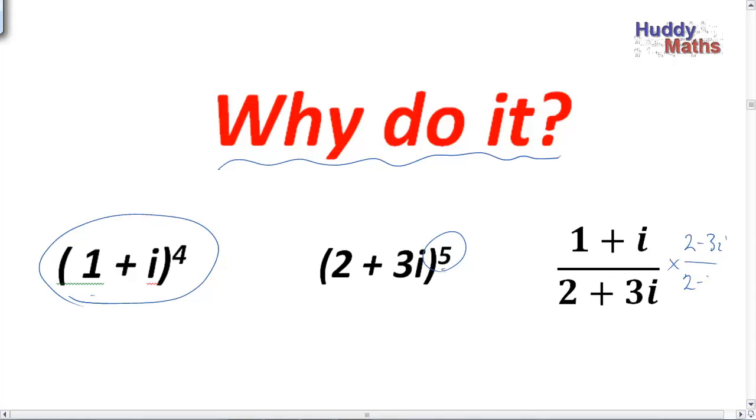Now, something fantastic, absolutely fantastic, is going to happen now. The answer to why do it is that the r cis theta form, z equals r cis theta, is just beautiful to use in multiplication and division of complex numbers. It's absolutely fantastic. So that excitement's coming up. Let's go and have a look.